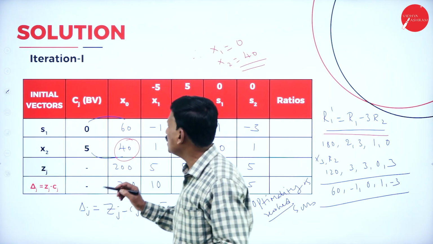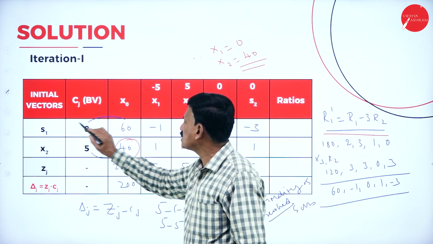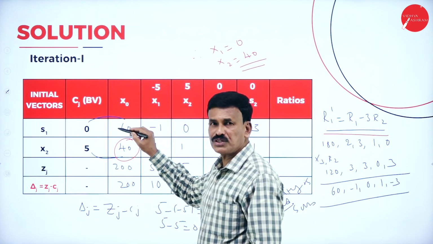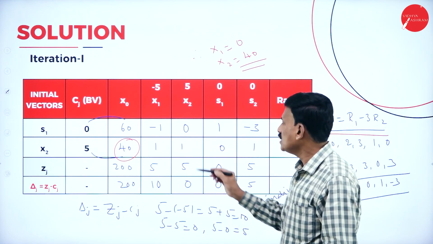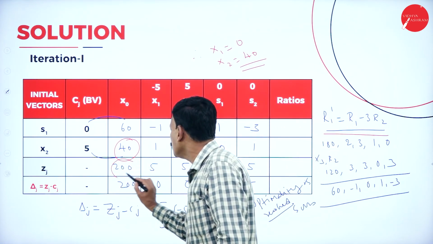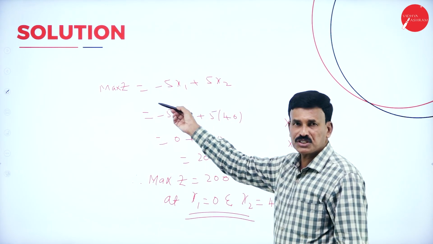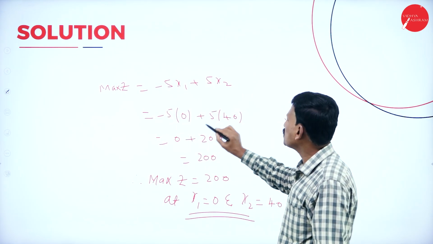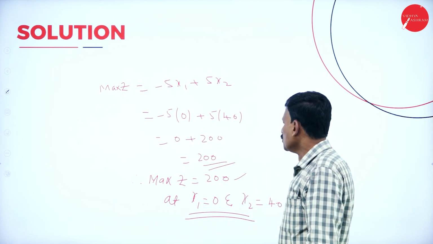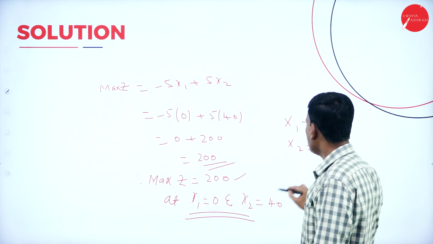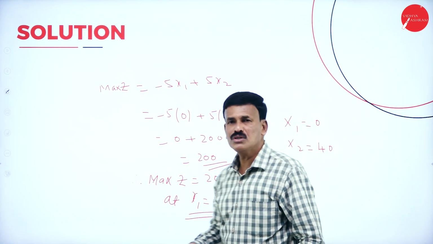Hence the solution is: here the value of x2 is 40. Since x1 is not present, it is absent, therefore x1 is equal to 0. x1 is 0 and x2 is equal to 40. Hence, this is the maximum value we are going to get here. After substituting these values of x1 and x2 in the objective function, max z is equal to 200. Hence, the maximum value is 200 at x1 is 0 and x2 is equal to 40.